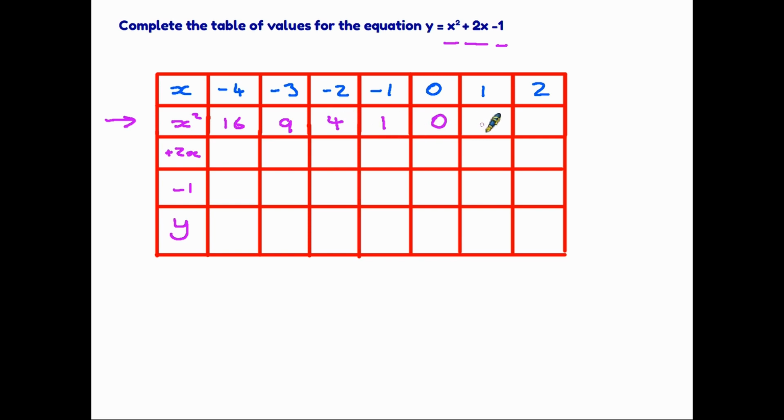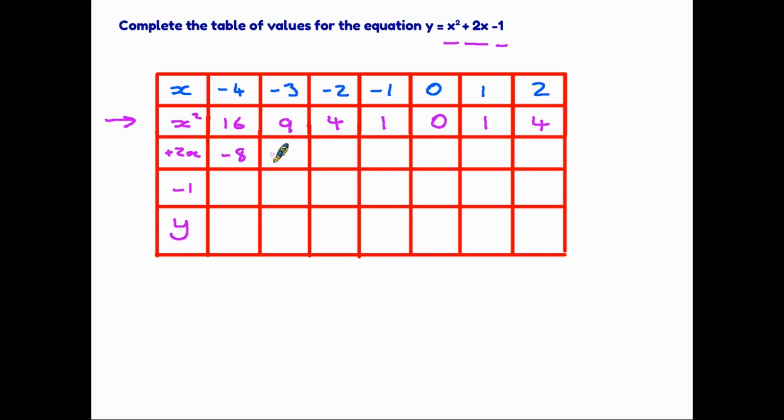1, 0, 1, and 4. We then look at the plus 2x. So don't forget, we're looking at minus 4. So plus 2 times minus 4 is minus 8.